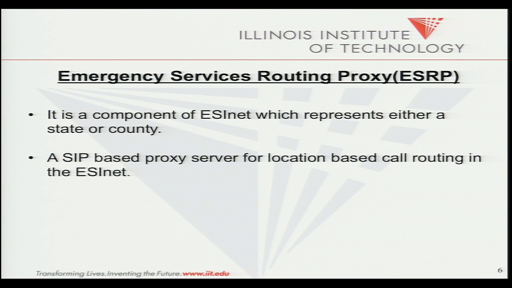So what is the Emergency Services Routing Proxy? It's a component which is placed either at the state level or the county level in an ESInet architecture. So it's basically a SIP-based proxy server. Based on the location, it routes the call to the appropriate PSAP.